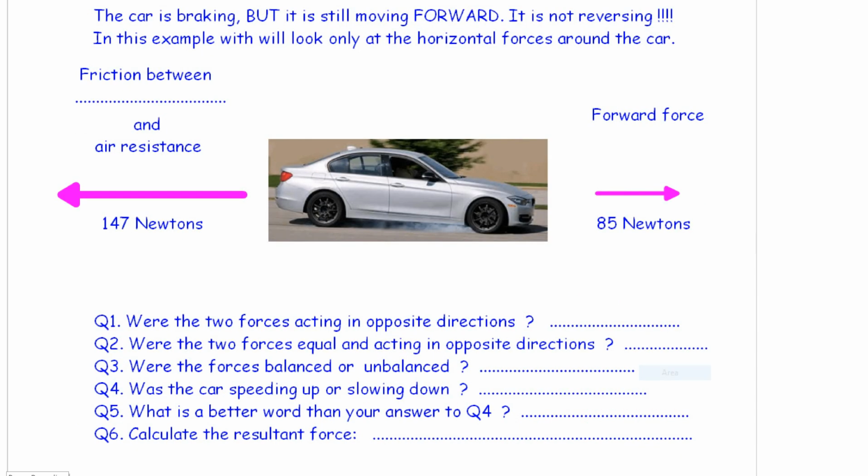Let's have a go at this example. The car is braking. You can even see the dust coming off the tyres there near the front wheel. But it's still moving forward. It is not reversing. This car is braking. It is moving to the right. It is moving forward. Now, the forward force is 85 newtons.